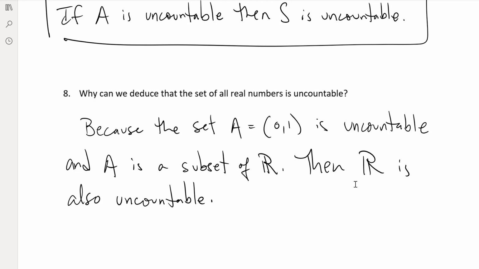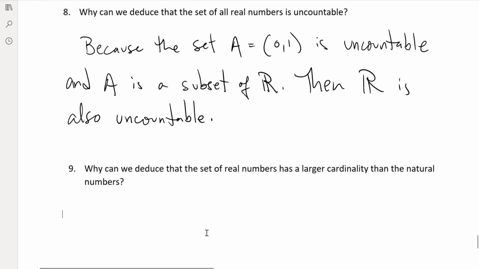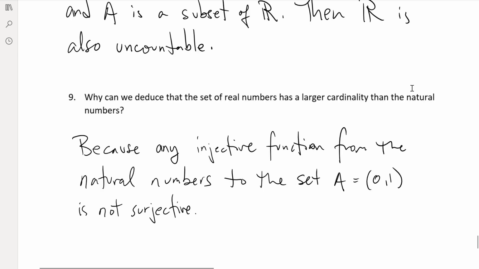You could say the real numbers is a larger kind of infinity, another classification of infinity, a different kind of infinity that's in a very logical way bigger than the infinity of the natural numbers. So question 9 says, why can we deduce that the set of real numbers has a larger cardinality than the set of natural numbers? Well, I would answer that by saying it's because any injective function from the natural numbers to the set A of real numbers on the open interval from 0 to 1 is not surjective. And that is to say that it doesn't cover all the elements in the set A from 0 to 1.